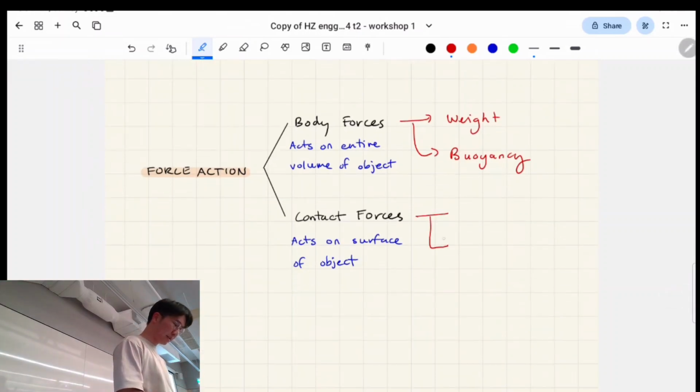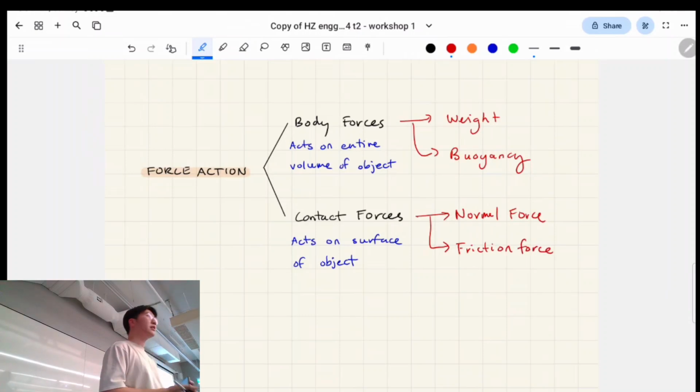Contact forces. Okay, here's where I'm going with this. We have the normal force and friction force, which are related to contact. So say my hands are rubbing against the whiteboard, for example. That's not due to the entire volume of my hand. That's just due to the contact, the surface area between my hands that's acting on the whiteboard. So therefore, it's a contact force. Same with the normal force. It's a function of me pressing against it. It's distributing that load out based on its area.